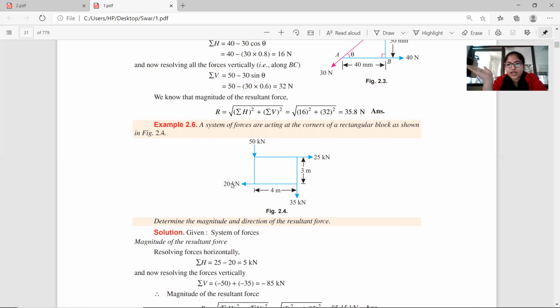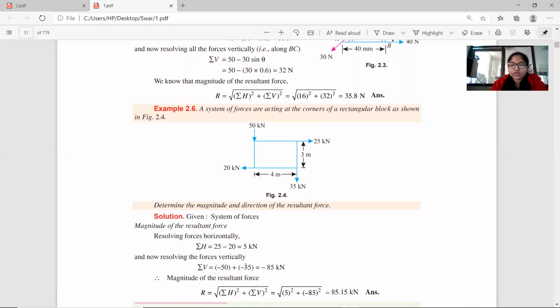This x direction is positive, this x direction is negative, this y direction is positive, and this y direction is negative. So take it the same as our quadrants, which is simple for calculation. So sigma h equals 25 minus 20 equals 5.